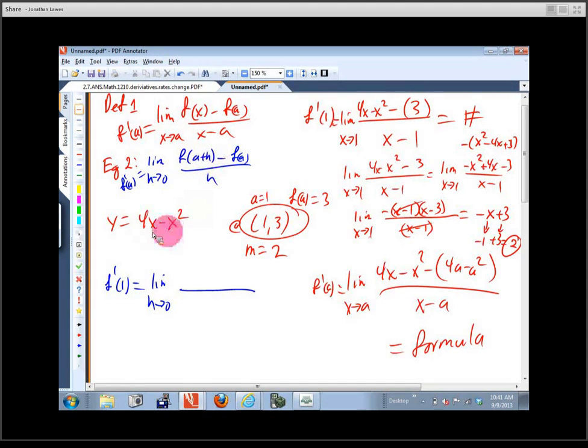That means whatever this is, I'm going to plug in a 1 plus h wherever there's an x, right? So this is a 4 times 1 plus h, minus 1 plus h quantity squared, and then minus f of a. Well, I'm plugging in a 1 for a into the original function. Get 3, right? All over h.